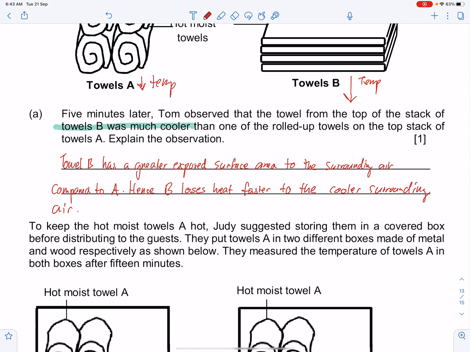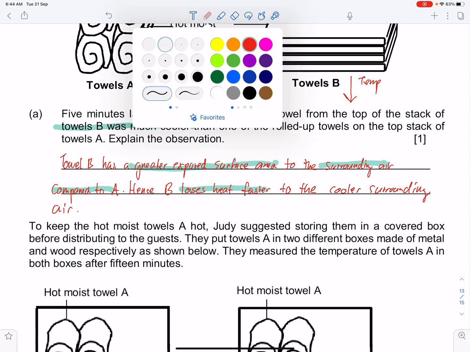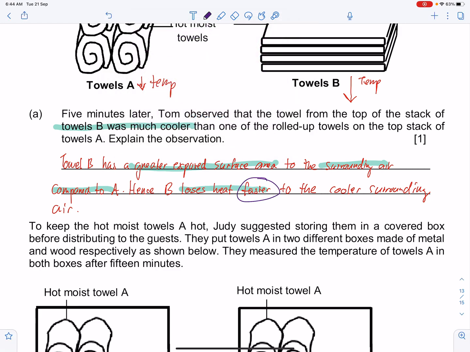So in this question, there's a few things to note. Firstly, it must be comparative. So greater exposed surface area. Remember your superlatives. And then you must tell me exposed surface area to what? So to your surrounding air compared to A. And then you have to tell me that it lost heat faster. Once again, superlative. So I'm going to highlight the superlative word because these are the things that we tend to be more careless about. Lost heat from where to where, gain heat from where to where. So make sure you tell me that it lost heat to the cooler surrounding.